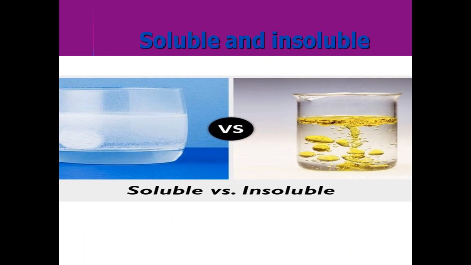Now, soluble and insoluble. If a solute is able to be dissolved in a solvent, such a solute is called soluble. And if the solute cannot be dissolved in the solvent, such a solute is called insoluble. You can see here in this diagram.